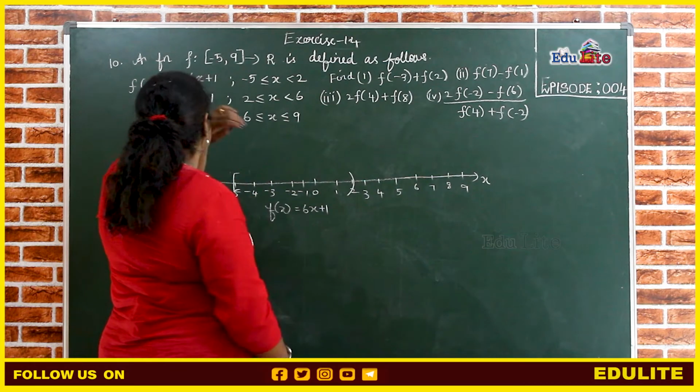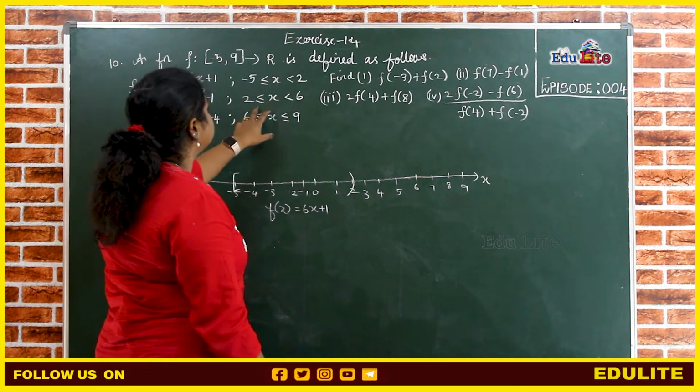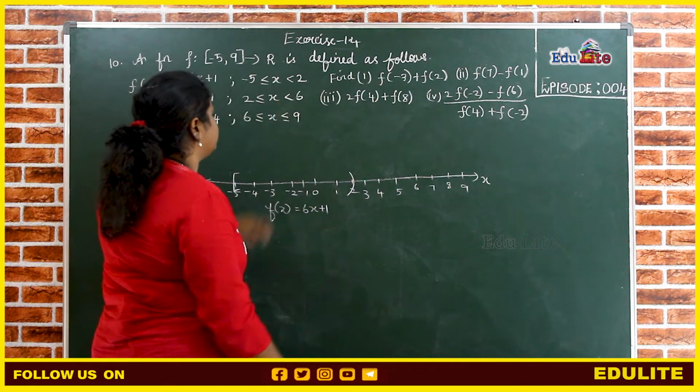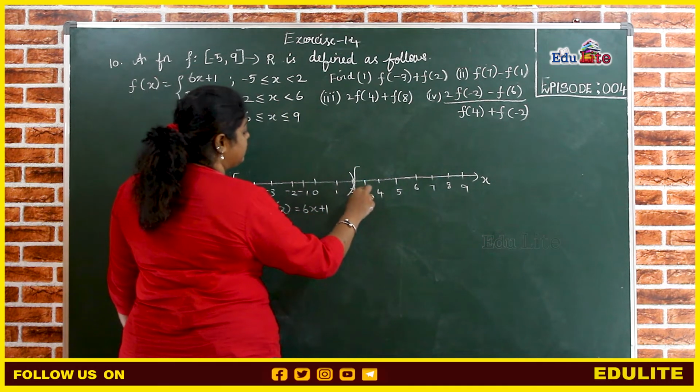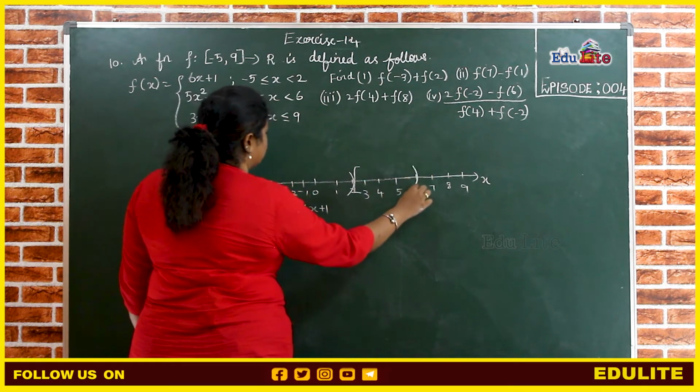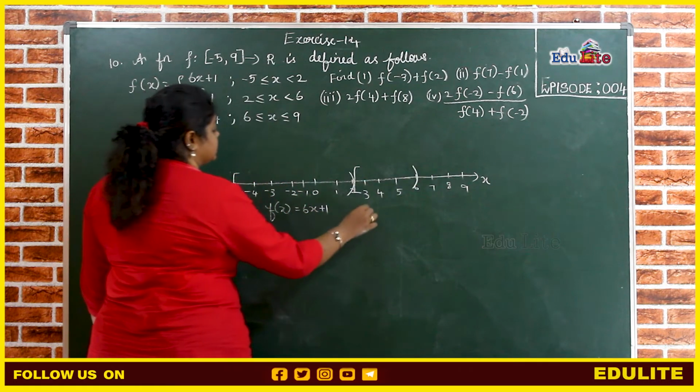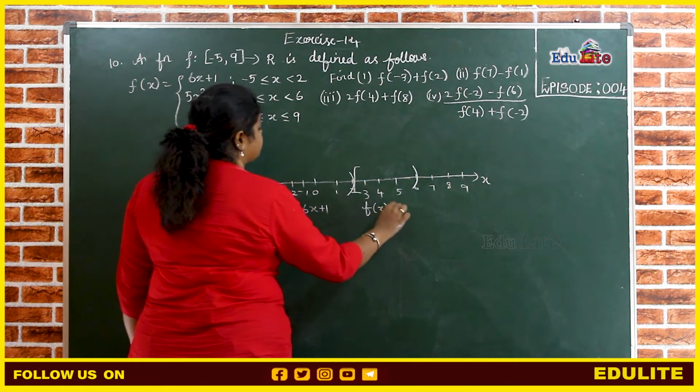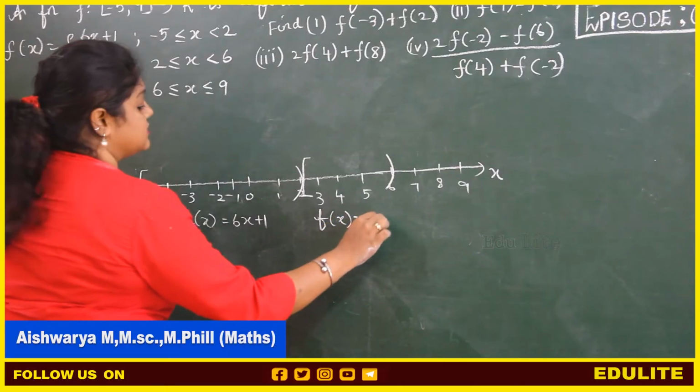And the second option is x varies between 2 and 6. 2 is included, 6 is not included. 2 is included, therefore we will use a closed bracket, 6 is not included, therefore we will use an open bracket. f of x equals 5x squared minus 1.